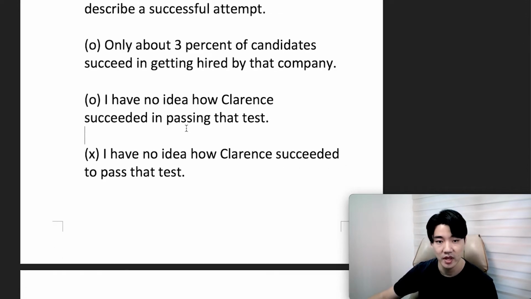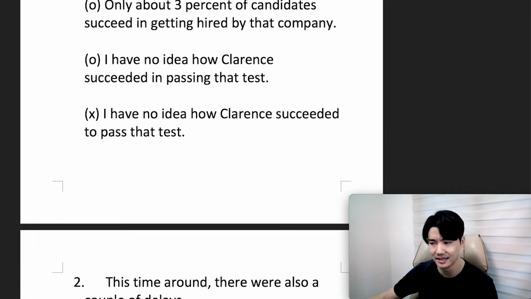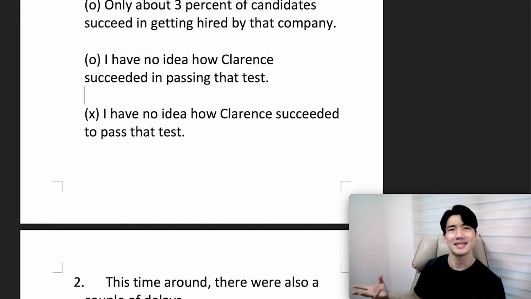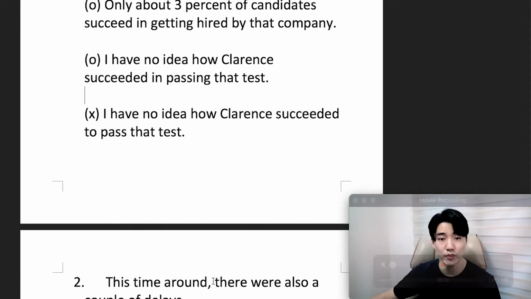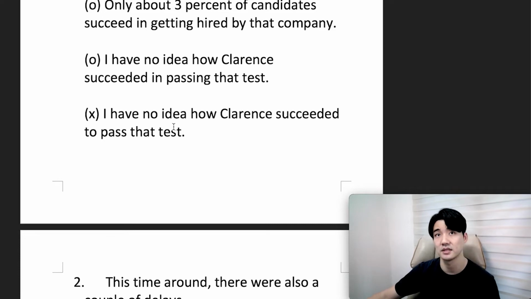Next example. I have no idea how Clarence succeeded in passing the test. Maybe he didn't study, so how did he pass the test? I have no idea how he succeeded in passing this test. Now, an incorrect way of using this language point is "I have no idea how Clarence succeeded to pass that test." As we mentioned before, we use it with a gerund, not the base form of a verb.